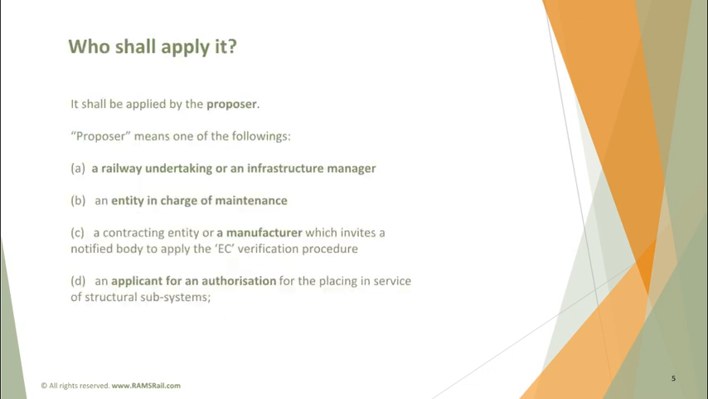Who has to apply CSM? CSM shall be applied by the proposer. The proposer is a role that can be allocated to one of the following entities depending on the situation. A. A railway undertaking or an infrastructure manager which implements risk control measures. B. An entity in charge of maintenance. C. A contracting entity or a manufacturer. D. An applicant for an authorization for the placing in service of structural subsystems.